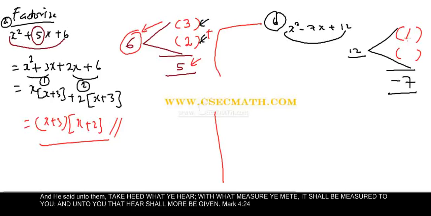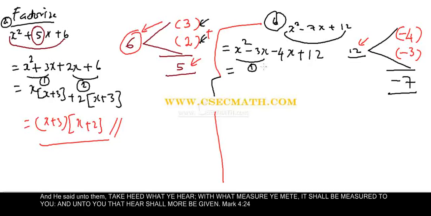So clearly when I multiply 4 and 3 I would get the number 12, but when I add 4 and 3, do I get negative 7? No, I would be getting positive 7. So to get negative 7 I should have a negative sign before the number 4, as well as a negative sign before the number 3. Hence the original problem can now be rewritten as x squared negative 3x negative 4x followed by a positive 12.